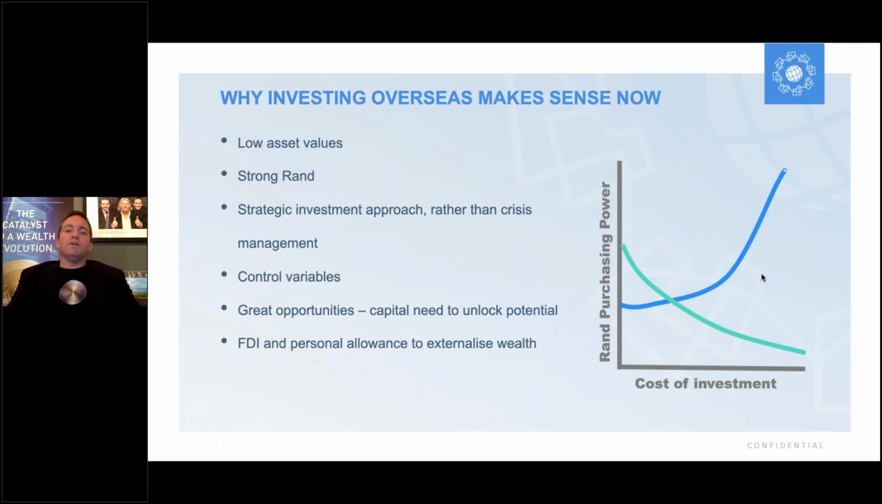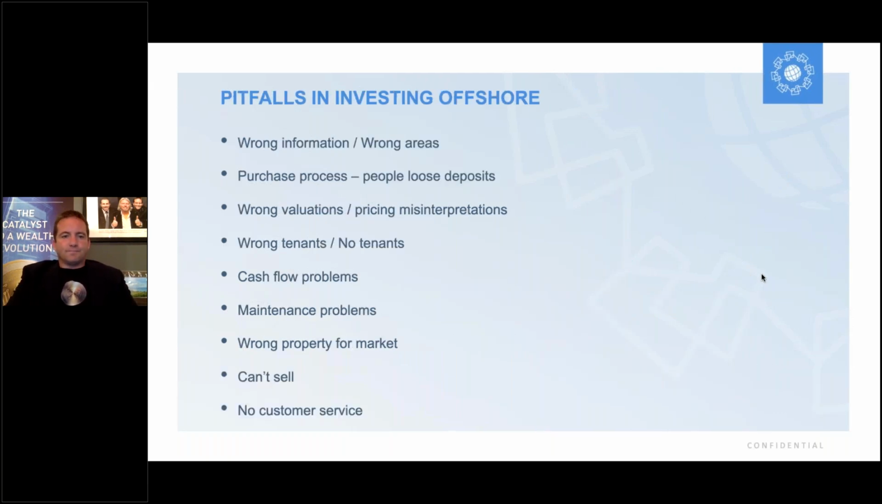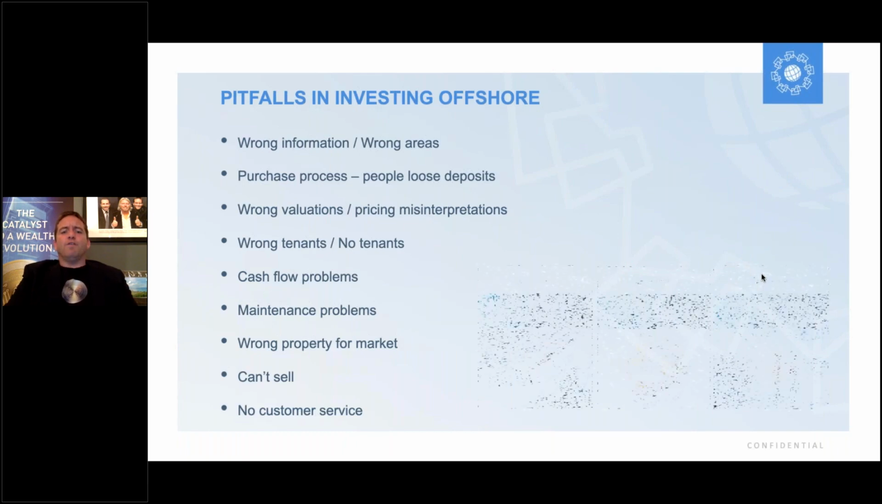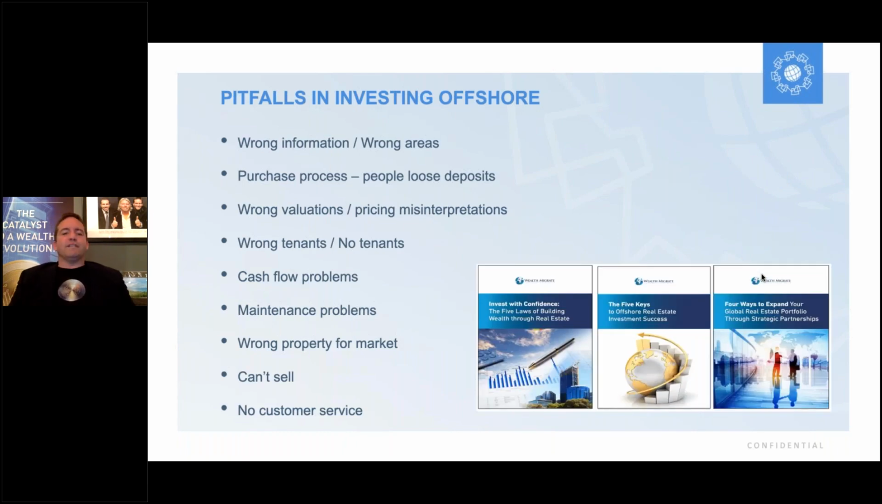And also at the moment, you can use your foreign direct investment allowance. You can take R1 million discretionary per year and 10 million rand if your taxes are in favor. It's 11 million rand per adult, basically. Some of the pitfalls in offshore investing, very similar to local investing: wrong information, wrong purchase process, wrong valuations, wrong tenants, cash flow problems, maintenance problems, wrong for the property market, can't sell, no customer service.